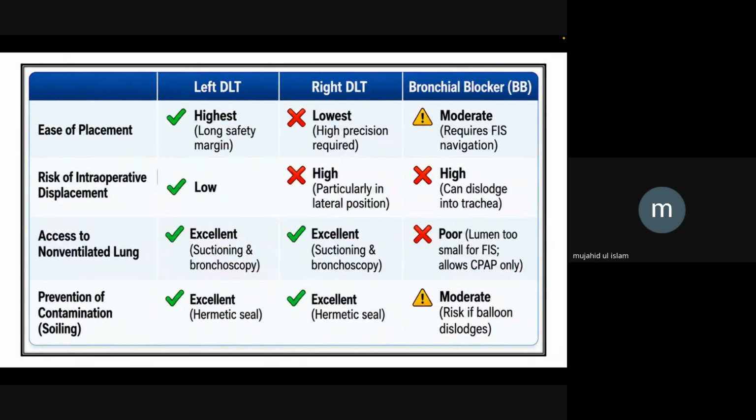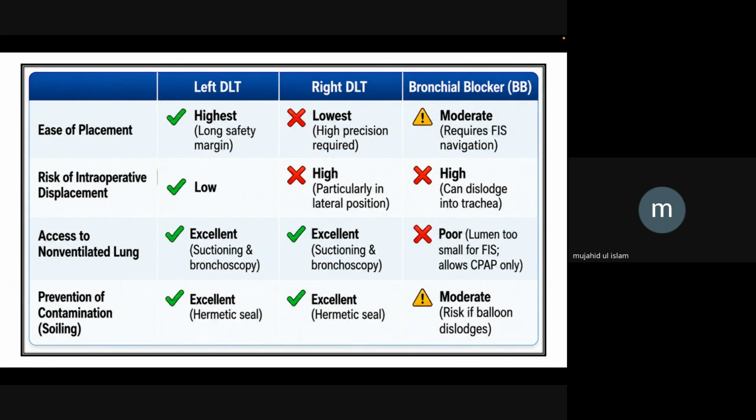This table compares the practical performance of left-sided double lumen tubes, right-sided double lumen tubes, and bronchial blockers. Left-sided double lumen tubes are the easiest to place because of their longer safety margin, have the lowest risk of intraoperative displacement, provide excellent access to the non-ventilated lung for suctioning and bronchoscopy, and offer excellent protection against contamination due to their hermetic seal. Right-sided double lumen tubes provide similar access and protection but are technically more difficult to position and are more prone to displacement, particularly after lateral positioning.